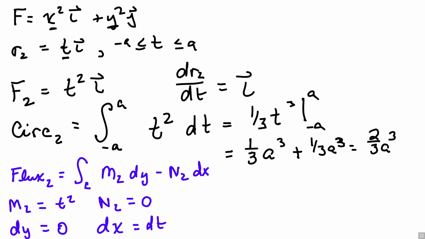Okay. Now, let's keep in mind that if we fill this in and write it underneath, we're going to have here t squared times 0 minus 0 times dt. Well, what is that going to give me? Zero. It's going to give me 0. So that's the flux for the second piece. As I said, the second piece is a lot easier because the function is a lot more simplistic. Okay. All right. So now let's finish up the problem.